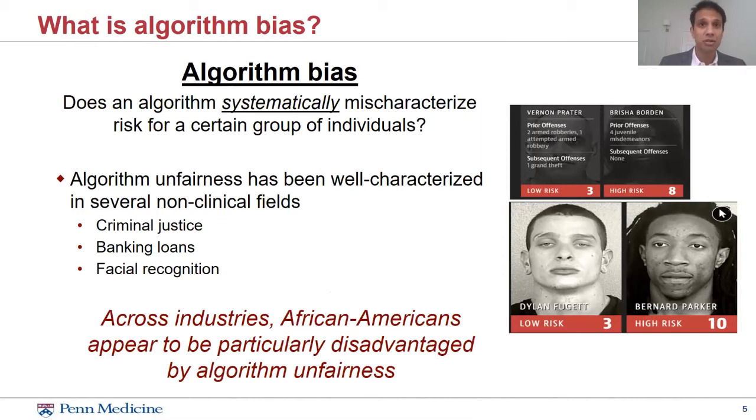When you think about a biased criminal justice algorithm, suppose an algorithm is being used to identify a perpetrator at the scene of a crime, a facial recognition technology, for example. Well, it's been shown that individual algorithms may systematically overestimate risk of criminal activity for African American faces, whereas underestimating risk of criminal activity for non-Hispanic white faces. And so this becomes really difficult when you're thinking about implementing these techs at the scene of a crime, when you might unwittingly and mistakenly implicate a minority individual at the scene of a crime. And I think that becomes a real problem. Across industries, African Americans appear to be particularly disadvantaged by algorithm unfairness, and that applies to healthcare as well.